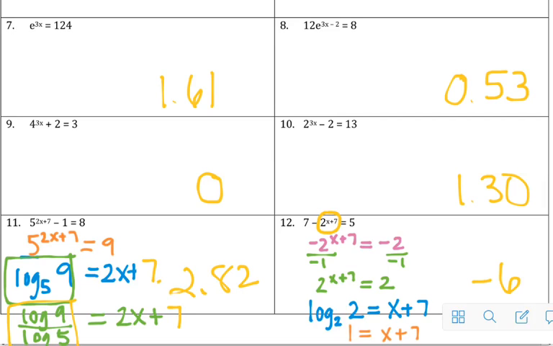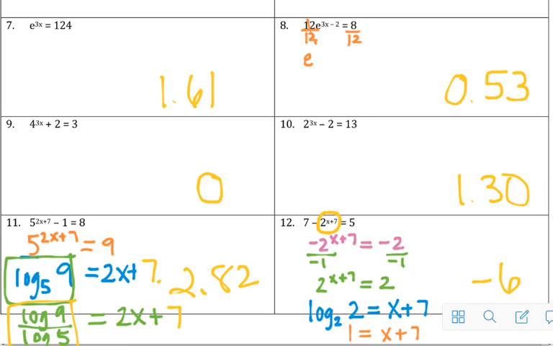Bailey? Number 8. What's the first thing we do in number 8, Bailey? I think you need to isolate them. Good. Didn't know what to do with the 12. Yeah, so how can we get rid of that 12? Divide. It's multiplied, so we're going to divide to get rid of it. We're going to get a fraction.